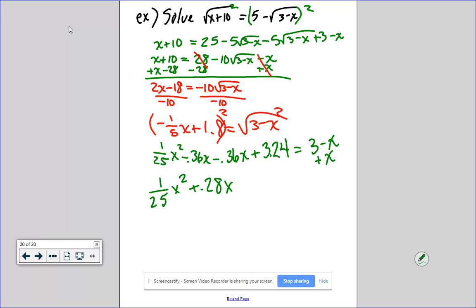Oh, so you're adding the x. Negative 0.36x, and negative 0.36x is negative 0.72x. And then you add an x, and I add 1x to that, and I get 0.28x. And then I subtract 3 from both sides. I get plus 0.24 equals 0. That's whack, Kyle.